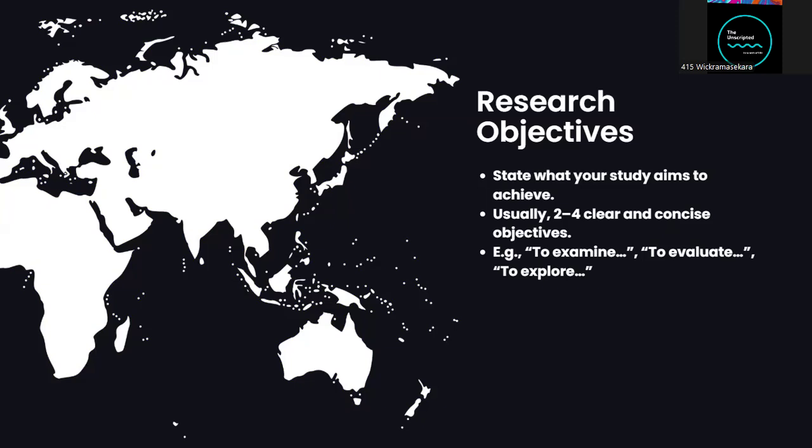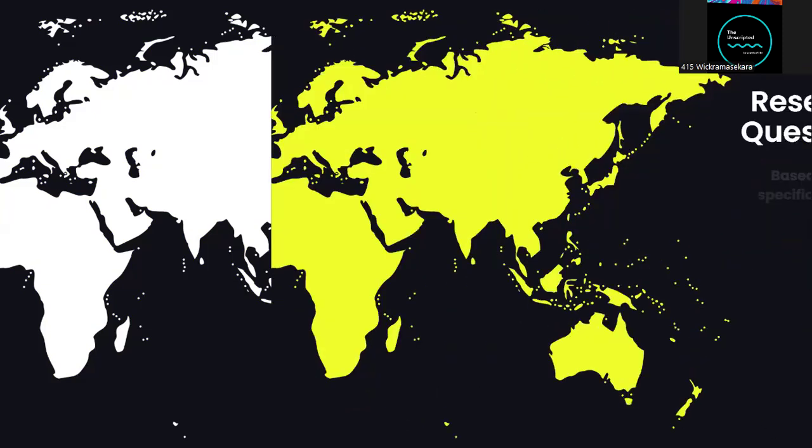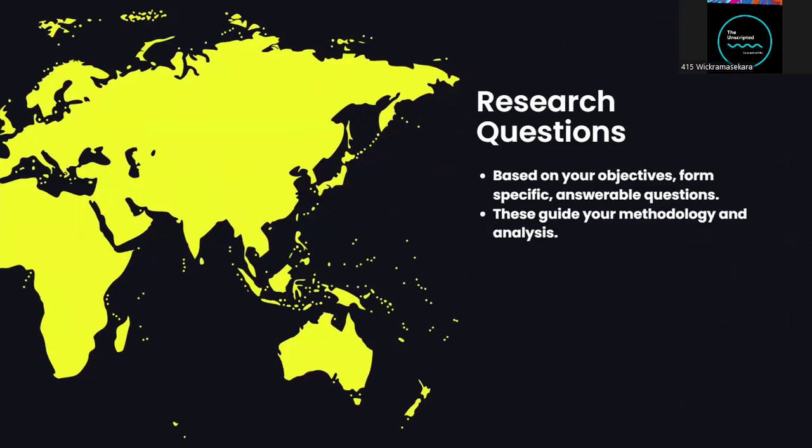So sometimes your research objectives can be similar to your research questions, but sometimes it might not be. Let's say, for an example, one of the objectives is to provide recommendations for the policymakers. So you need not have a research question that says what are the recommendations that we can give for policymakers, right?